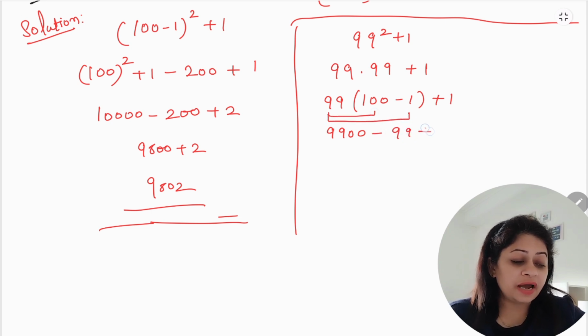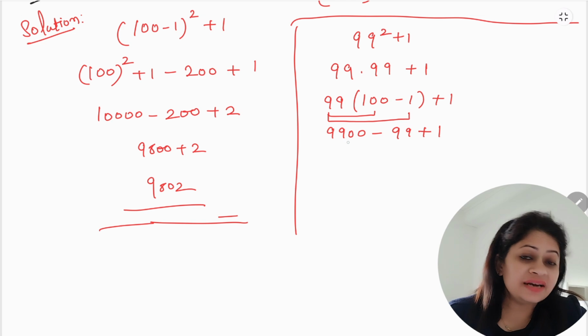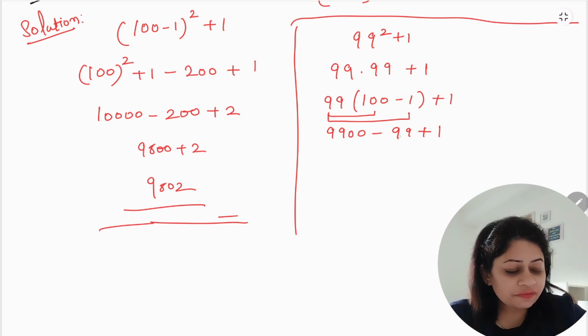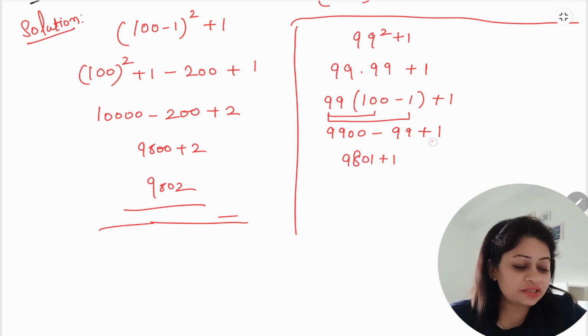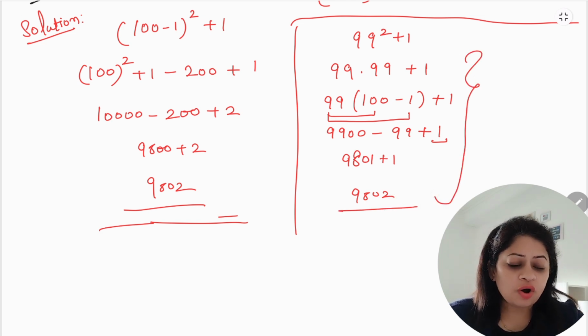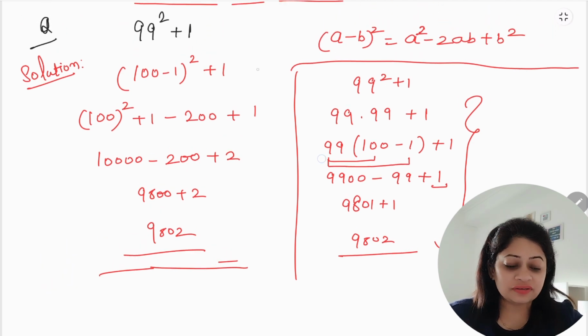So if you subtract 9900 minus 99, if you subtract 100 from 9900, you will get 9800. But you are not subtracting 100, you are subtracting 99, one less. So the answer will be 9801, and then you have this one in addition, so answer will be 9802, right? So either we can solve this way whenever we get this type of question, or we can use square tricks like that, okay? Identities, okay?